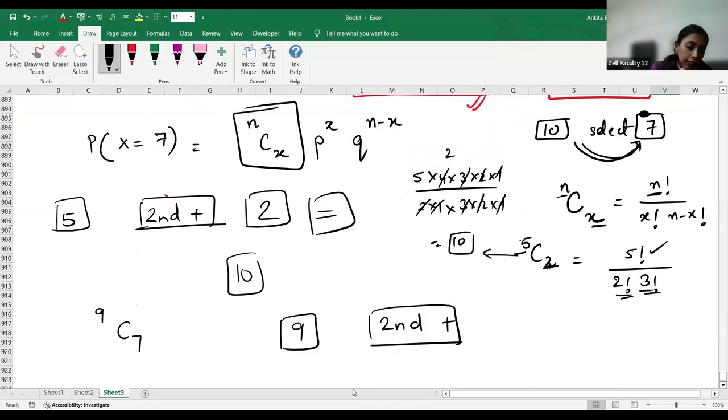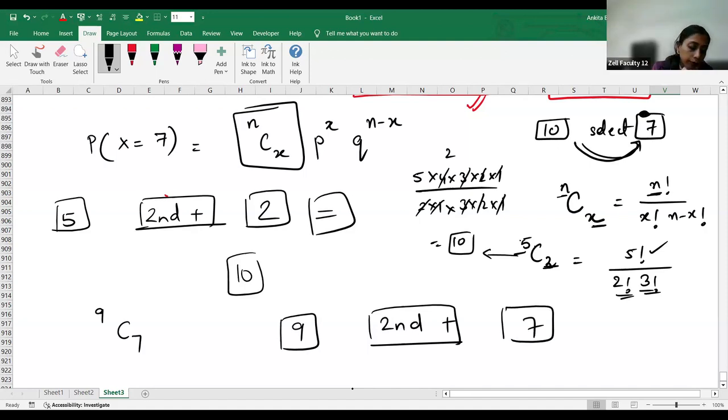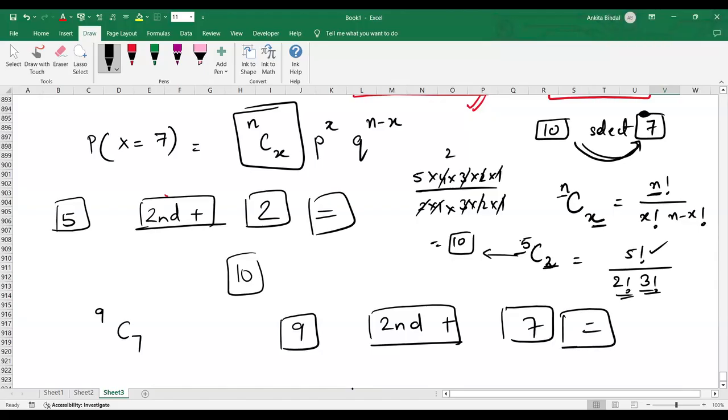Second and plus, not minus, plus. Ma'am, 90,000. And then press 7. And then press equal to. How much are you getting? 36. Yeah, 36.